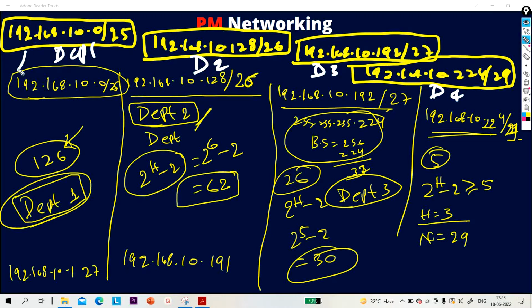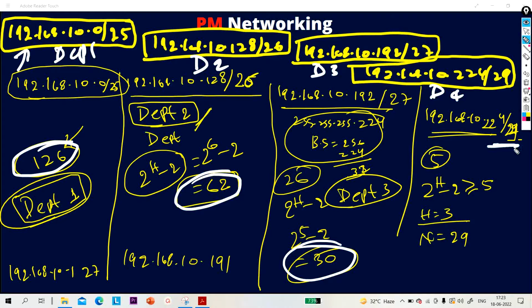Here you can see in department 1 we have 126 valid hosts, in department 2 we have 62 valid hosts, in department 3 we have 30 valid hosts, and in department 4 how many valid hosts are there? Guys, network bits are 29. That means how many host bits are there? 3. So 2 to the power 3 minus 2 is 8 minus 2, which means 6. We have 6 valid hosts in department 4.